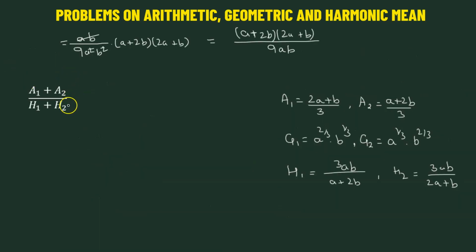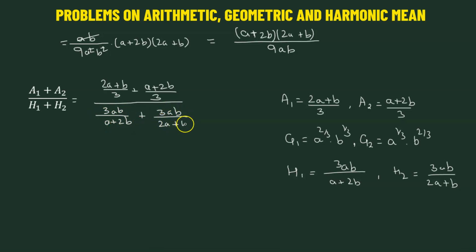So we have a1 plus a2 divided by h1 plus h2. So let's substitute the value. So a1 is 2a plus b divided by 3. Then here we have a2, so that's a plus 2b divided by 3. Whole divided by h1 plus h2. So we have 3ab divided by a plus 2b. Added to it will be 3ab divided by 2a plus b.